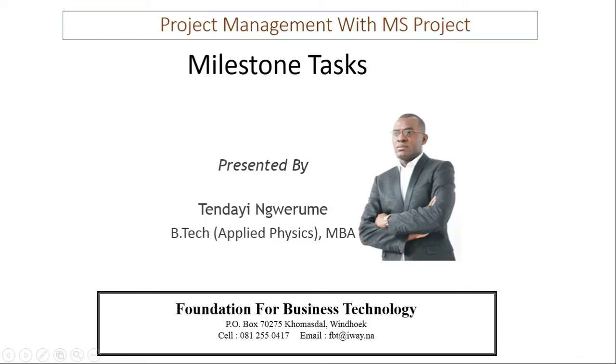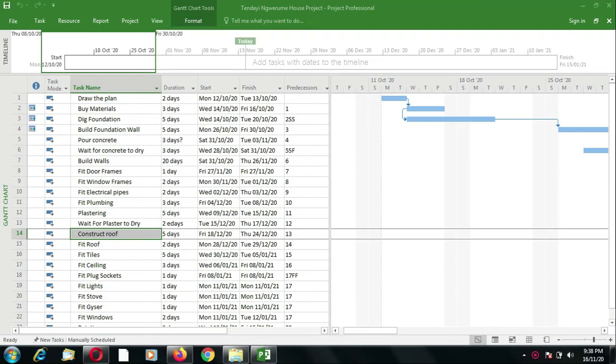Hello and welcome to this module where we are going to discuss milestone tasks. A milestone represents an important activity for the project plan, such as the end of a major phase. To represent these important events on a project, we create what we call milestone tasks.